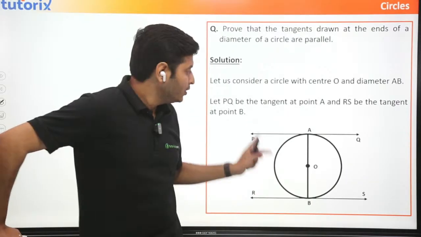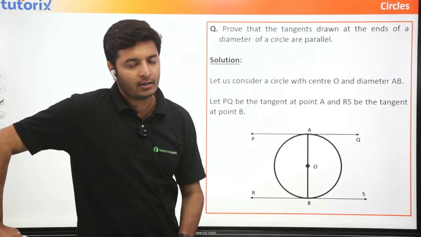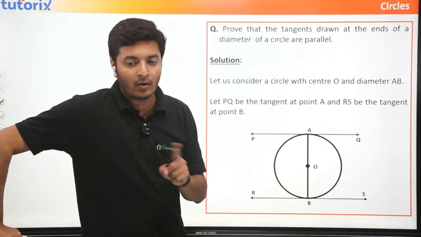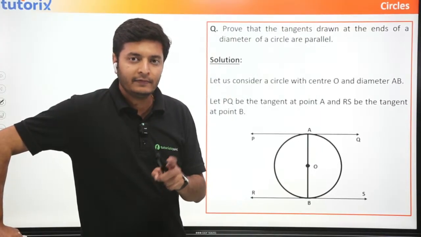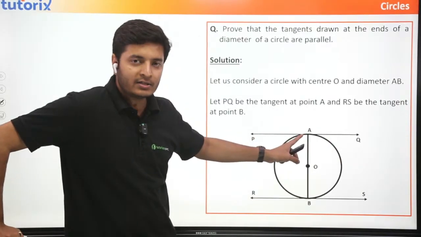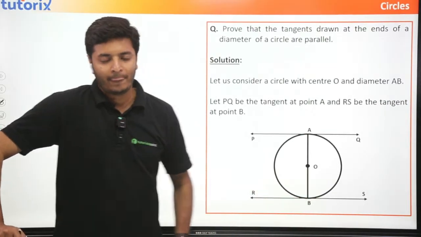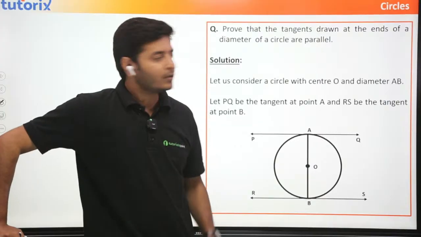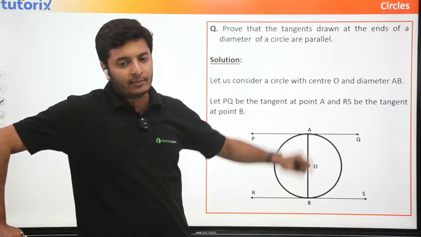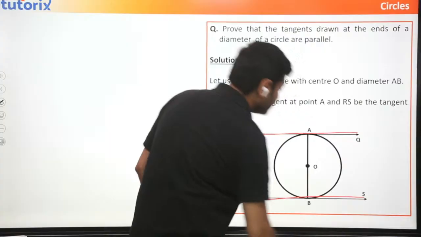If we are drawing two tangents, from this point A I can draw one tangent, and from this point B also we can draw one tangent, because these are on the boundary of the circle, and if a point is on the boundary of the circle, we can draw one tangent. Suppose PQ is the tangent which we are drawing passing through point A, and RS is passing through point B. These two are tangents, PQ and RS. According to the problem, we need to prove that the tangents drawn at the ends of a diameter of a circle are parallel. It means PQ and RS are parallel to each other.